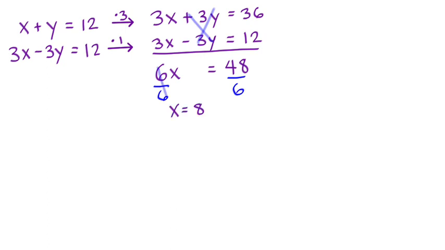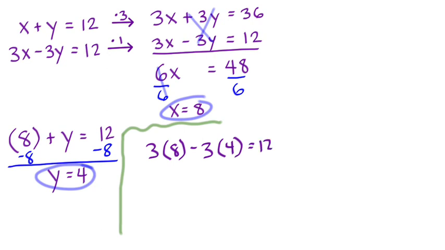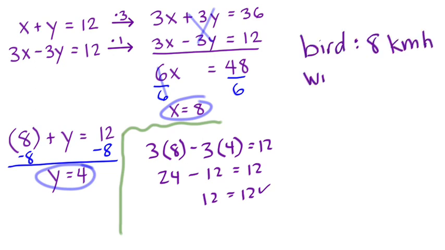And you should have gotten 8 for the speed of the bird. And we plug that back into the top equation. It's the easiest one. And we find that the wind is 4. Yep, 4 miles an hour. And I could check it just to see, does it make sense? It does. So I know I did it right. So the bird is 8 kilometers per hour and the wind is 4, which makes sense, right? Okay.